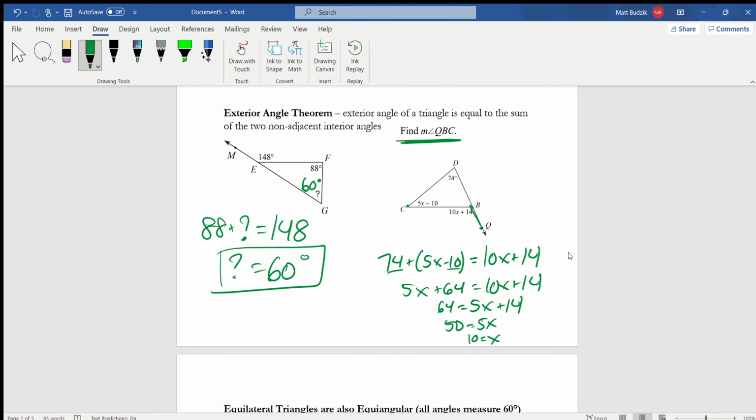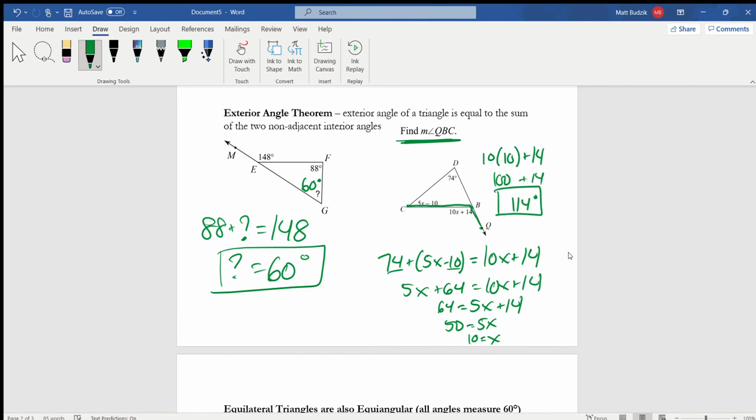So we need to take this x, plug it into 10x plus 14. So 10 times 10 plus 14. 10 times 10 is 100, plus 14 is 114. So this is a 114 degree angle.